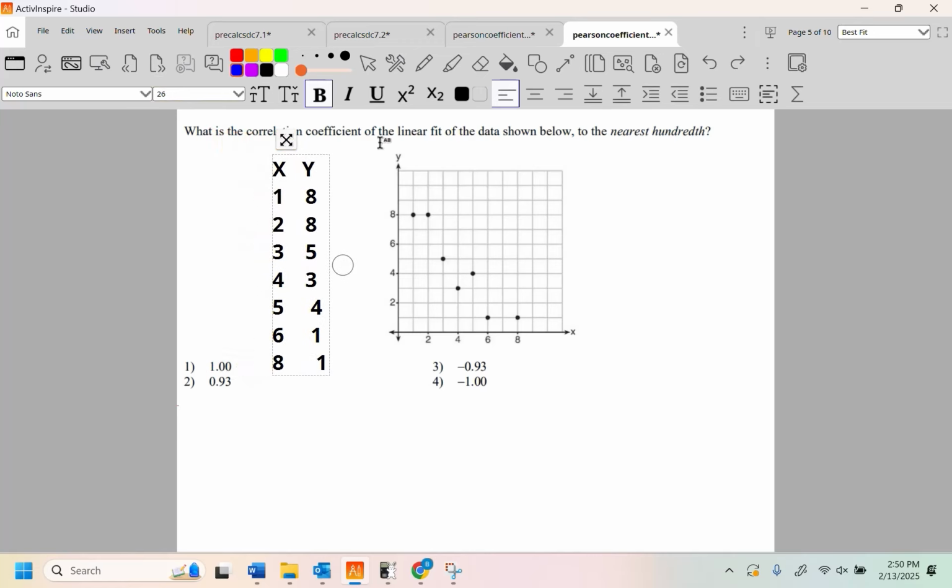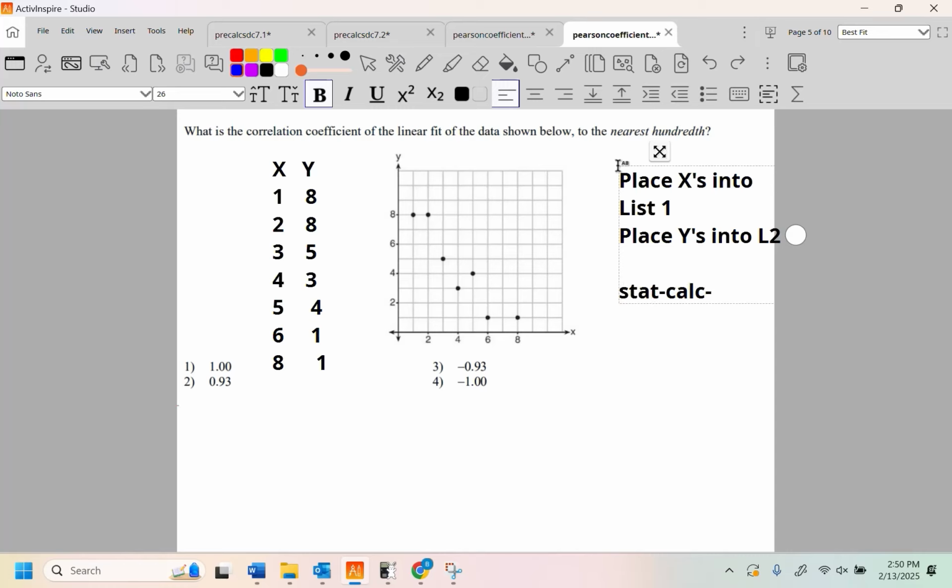I need this, and you may or may not remember this, but the general list is the X's go into, or replace the X's, into list 1, replace the Y's into list 2, and you should probably be taking notes on this. And then we do stat, calc, and the choice here was lin reg, and it was AX plus B. It's choice 4, by the way.